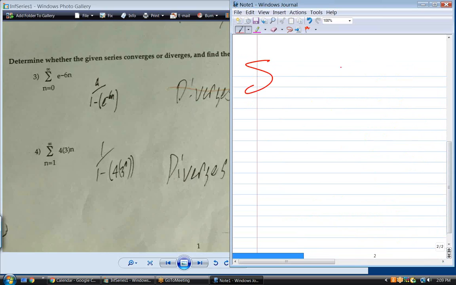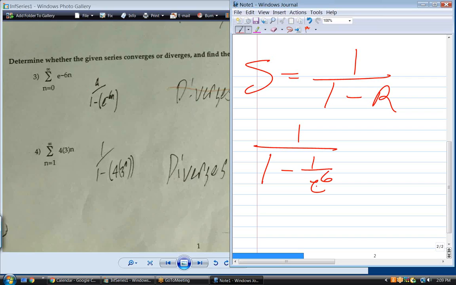Remember that the sum is equal to a over 1 minus r. And in this case, a is 1. There's no coefficient in front of e. So in this case, we can say it's 1 over 1 minus r. Okay, well, what is that? That's 1 over 1 minus, remember r is e to the minus 6th, which is the same as 1 over e to the 6th. And that's the sum?